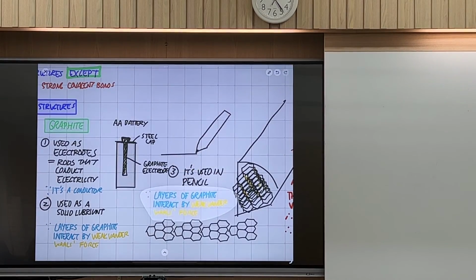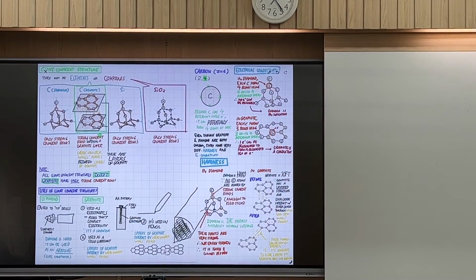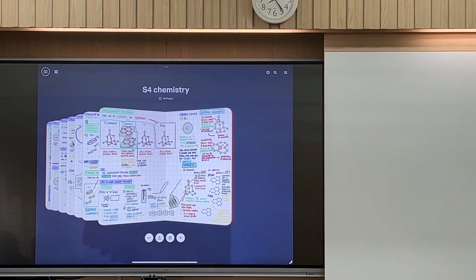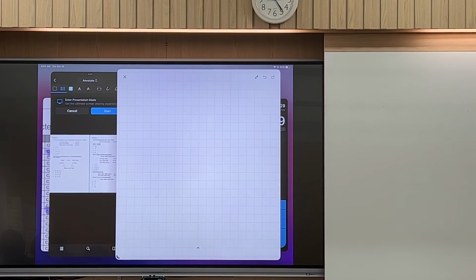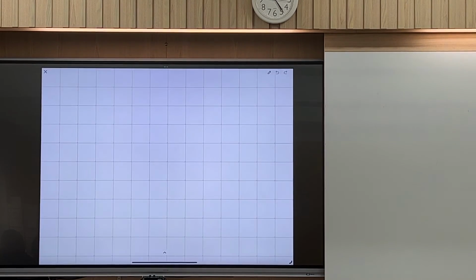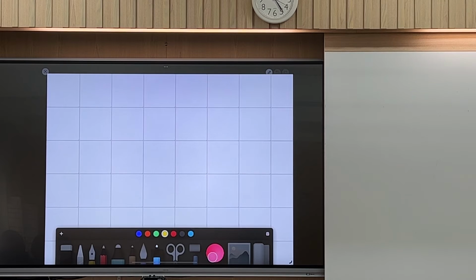So any question so far? No. Okay. Then we look at the general properties of ionic compounds, metals, and covalent structures. Okay, so here, put down properties of ionic compounds.